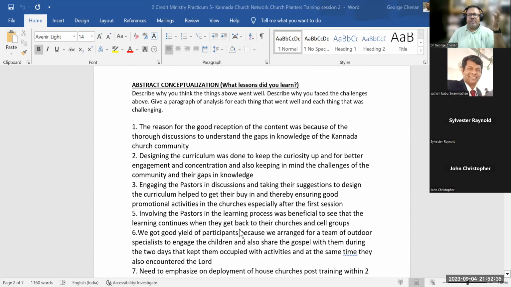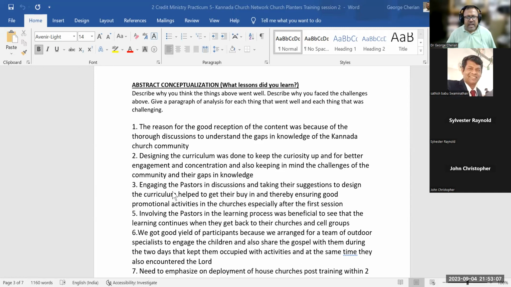Okay. So what lessons did I learn? The reason for a good reception of the content was because of thorough discussions to understand the gaps in the knowledge of the Kannada church community. In my previous meeting, before the actual session happened, I had sat and reflected with the leaders and the people about what issues they faced with regard to the gaps in knowledge. Designing the curriculum was done to keep curiosity up and for better engagement and concentration.